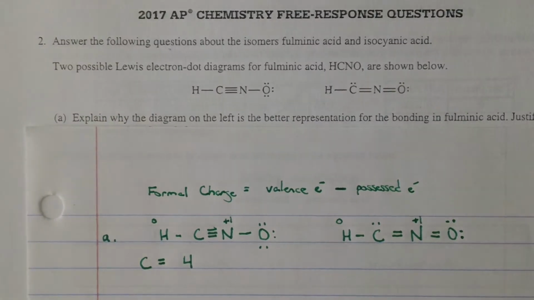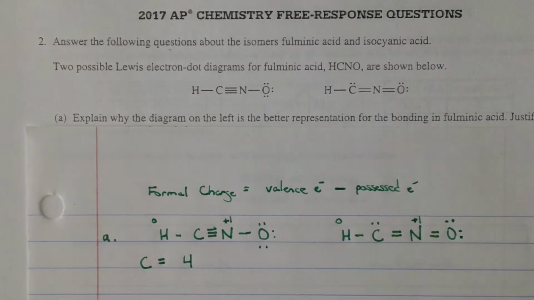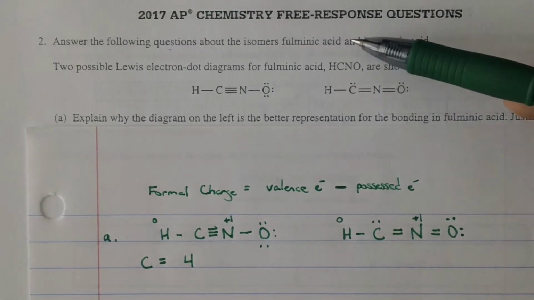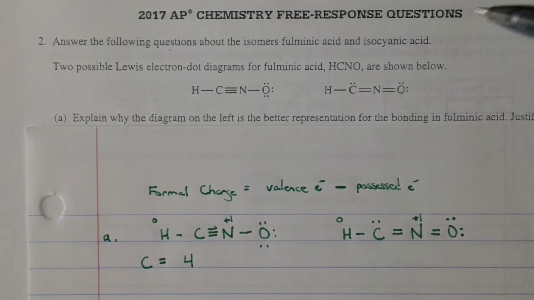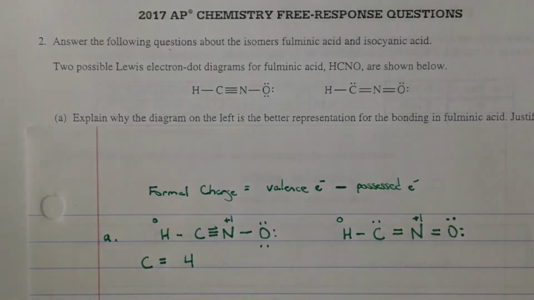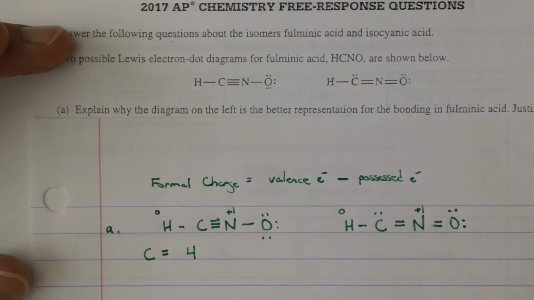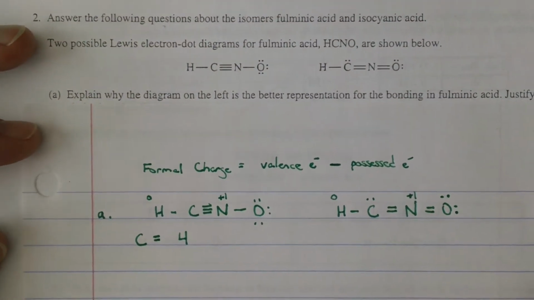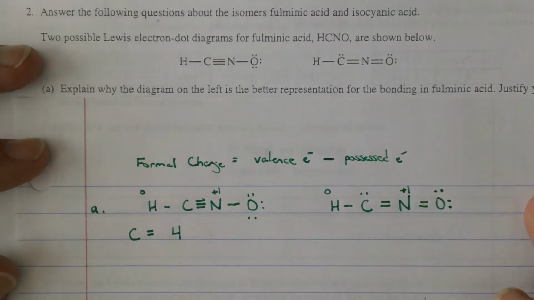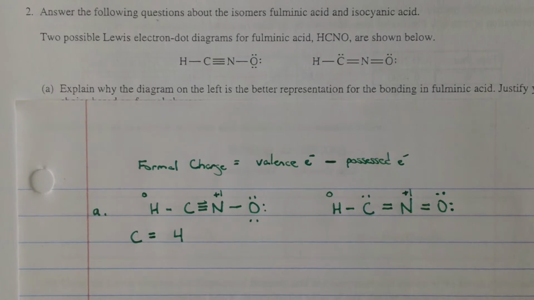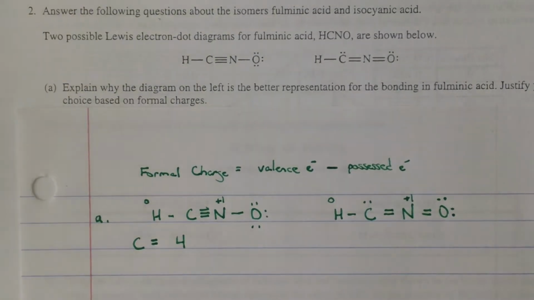All right, here's 2017, number 2. This gives us a couple different weak acids. This fulminic acid and isocyanic acid, they are isomers, which means they both have the same elements involved in their structure, but they have slightly different structures. And so A says, this is not an acid-base question, by the way. A says, explain why the diagram on the left is better than the diagram on the right as far as formal charge goes, based on formal charges.